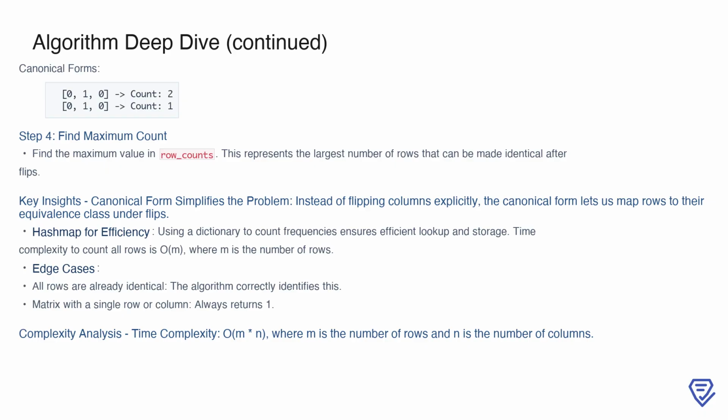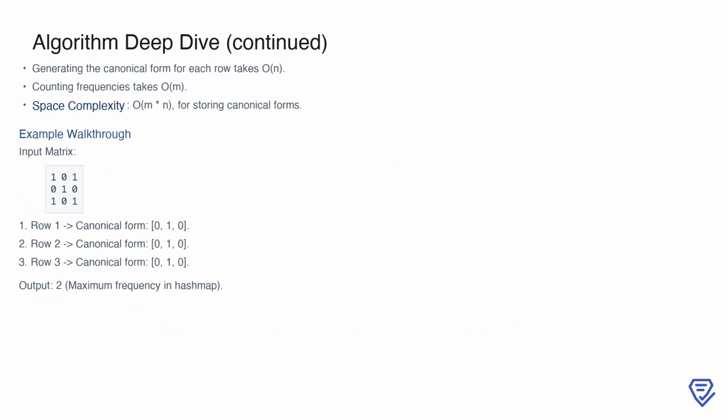Using a hash map ensures efficient lookup and storage, with the time complexity for counting all rows being proportional to the number of rows in the matrix. The algorithm handles edge cases well, such as when all rows are already identical or when the matrix has only a single row or column. Generating the canonical form for each row takes linear time relative to the number of columns, O(n). Counting the frequencies of these forms in the hash map takes linear time relative to the number of rows, O(m).